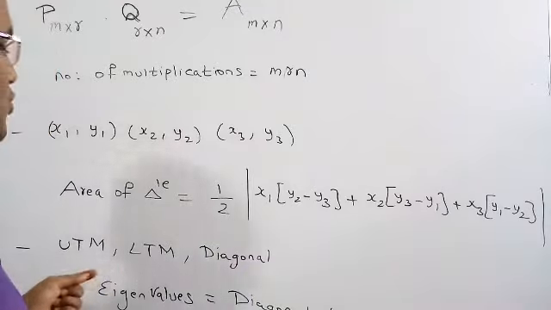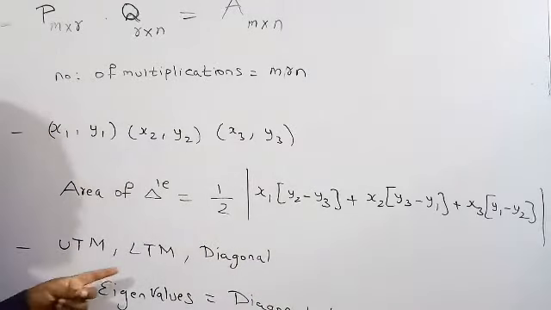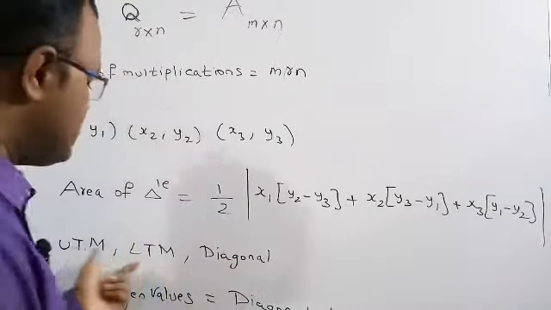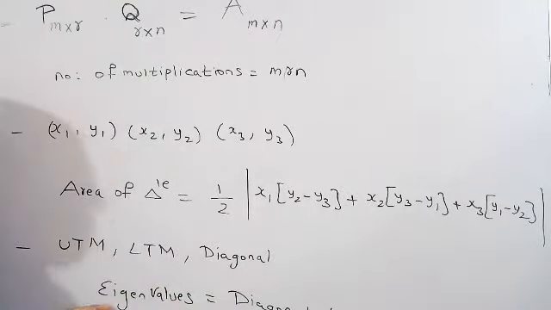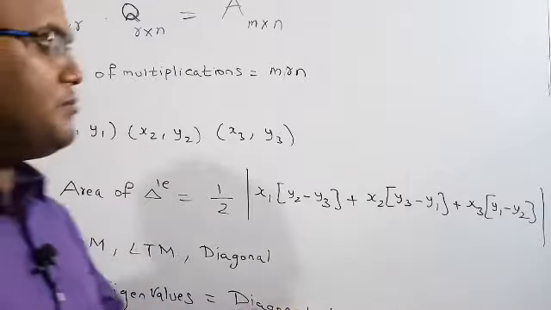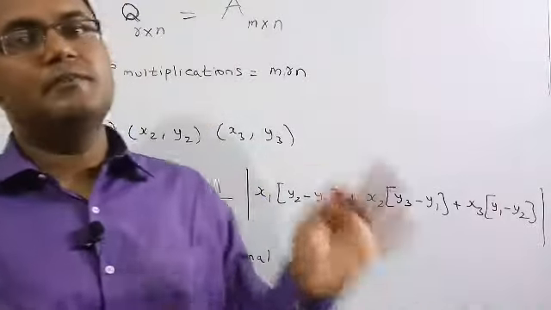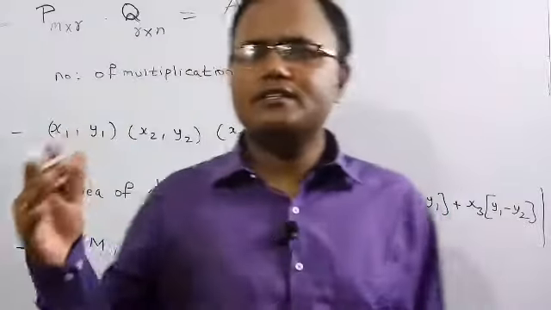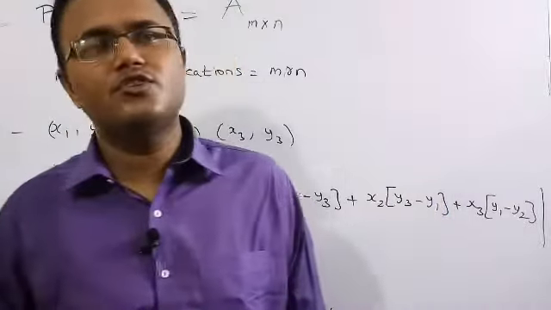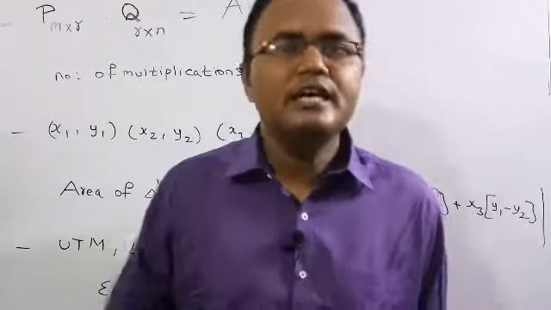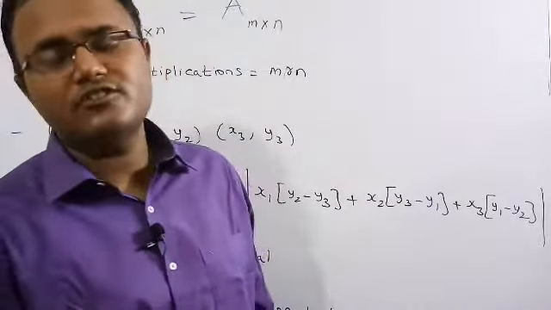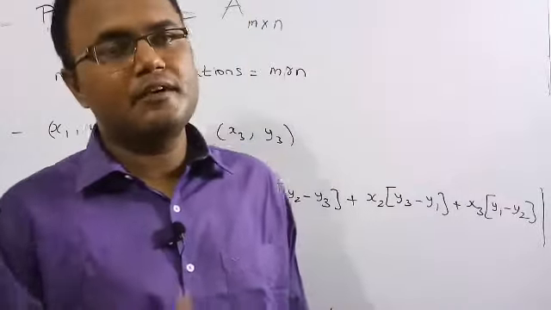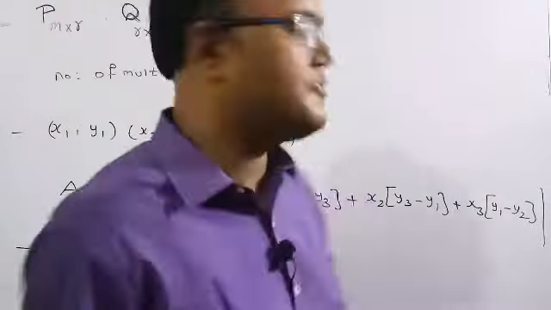I've already told you, for an upper triangular matrix, a lower triangular matrix, or a diagonal matrix, the eigenvalues are the diagonal elements themselves. So for these three matrices, it is very easy to figure out the determinant, because the diagonal elements are the eigenvalues, and taking the product of all the eigenvalues gives the determinant of the matrix in a very easy fashion.